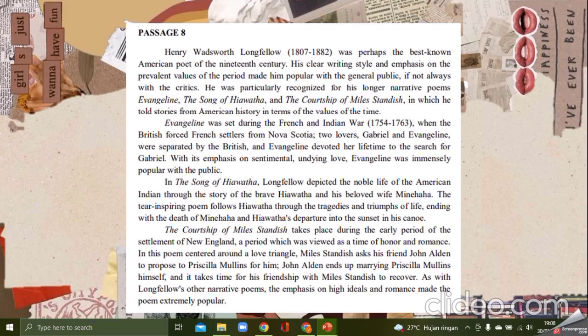The Courtship of Miles Standish takes place during the early period of the settlement of New England, a period which was viewed as a time of honor and romance. The poem centers around a love triangle. Miles Standish asked his friend John Alden to propose to Priscilla Mullins for him. John Alden ends up proposing to Priscilla Mullins himself. As with Longfellow's other narrative poems, narrative forms that focus on love and romance became extremely popular.